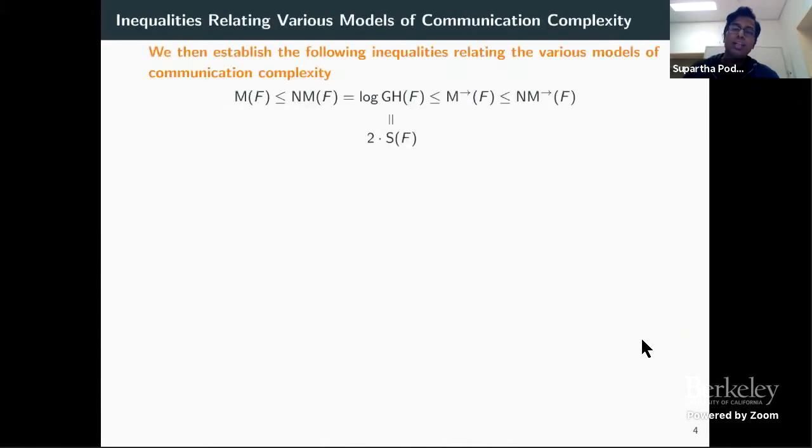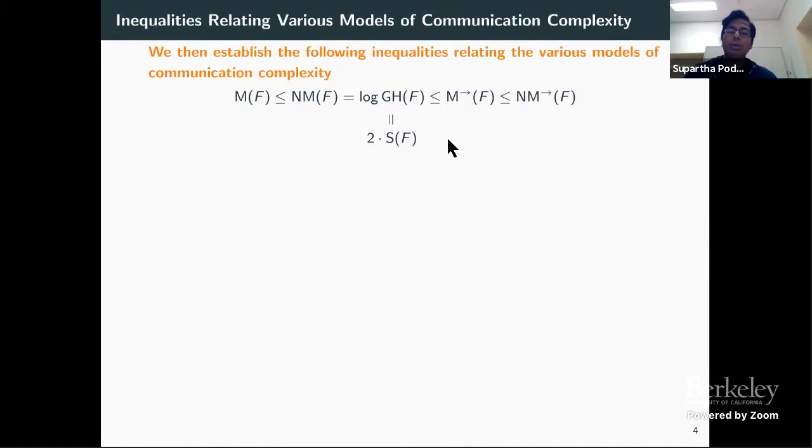So what we did is we came up with this relation. Let's decipher it a little bit. Here, NM stands for no memory. So this is the memoryless communication complexity that we consider. It's the cost of computing any function in that model. GH stands for Gardenhose complexity, and this is the space-bounded complexity introduced by Brody et al. And this is the overlay complexity.